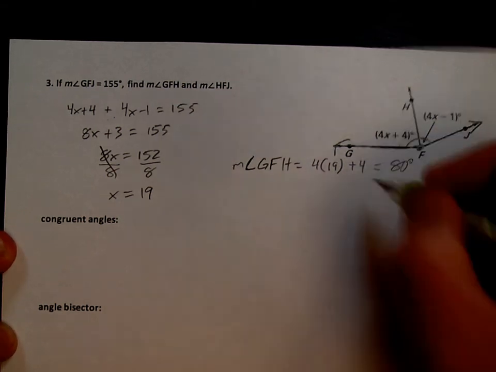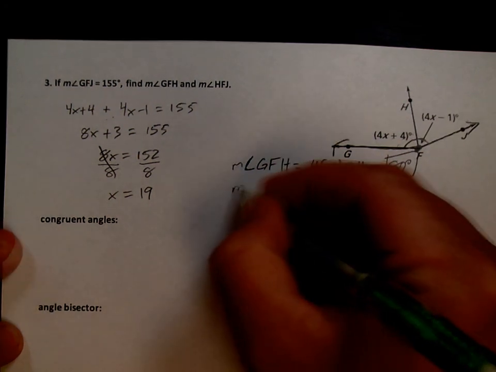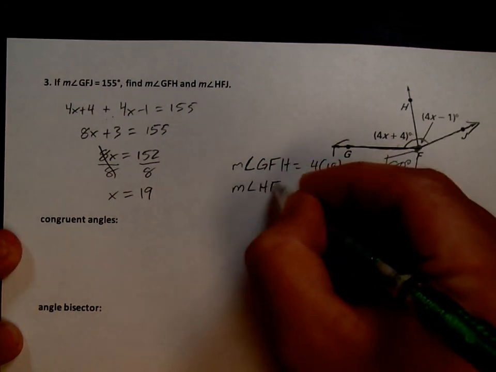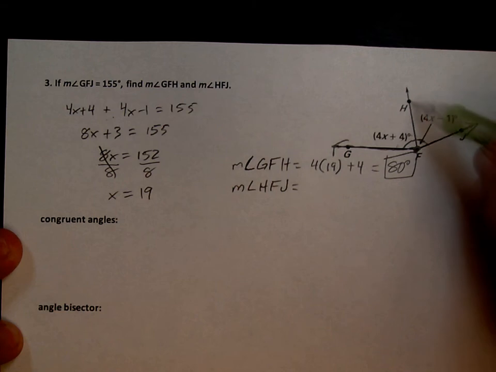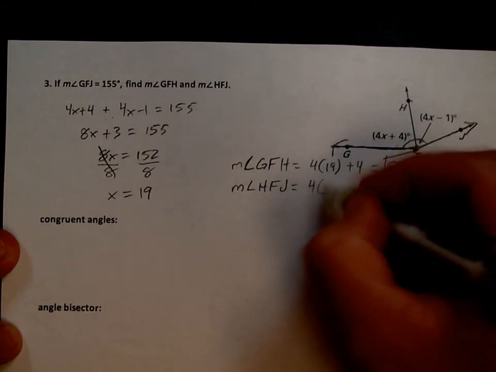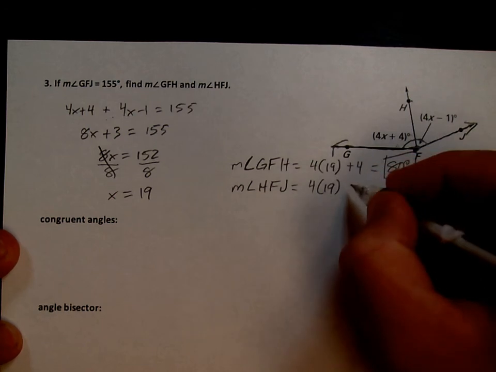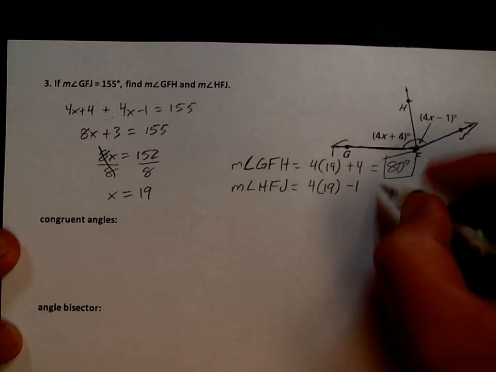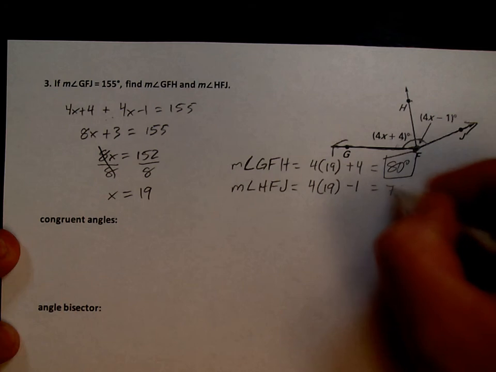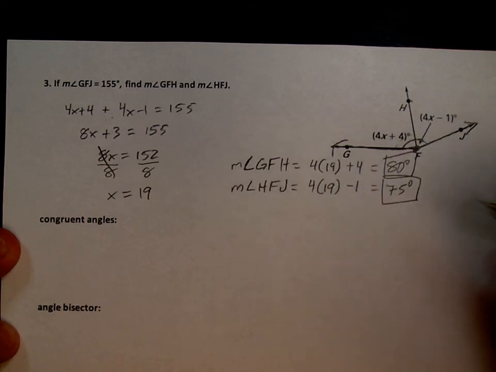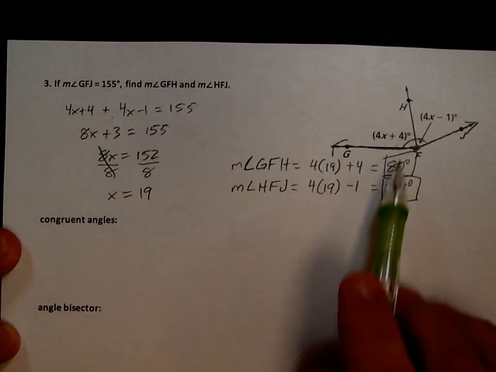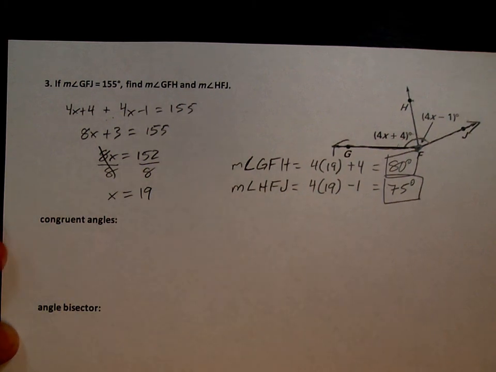All right. And then the second one, HFJ. So I have to travel through H and J as the rays, so it's the 4x minus 1, but I'm substituting 19 in place of the x. So we get 75. And just to confirm, do those two numbers in fact add to 155? Yes, they do. So I'm confident that we did that correctly.